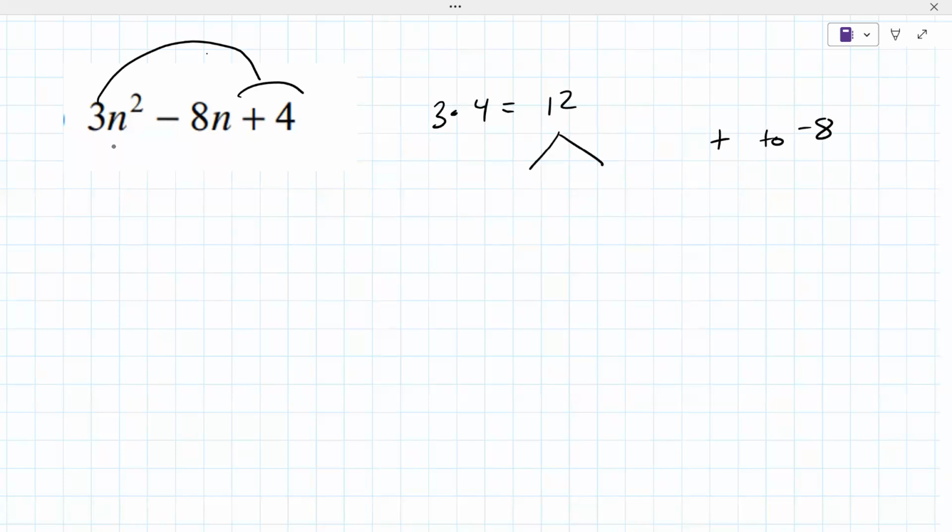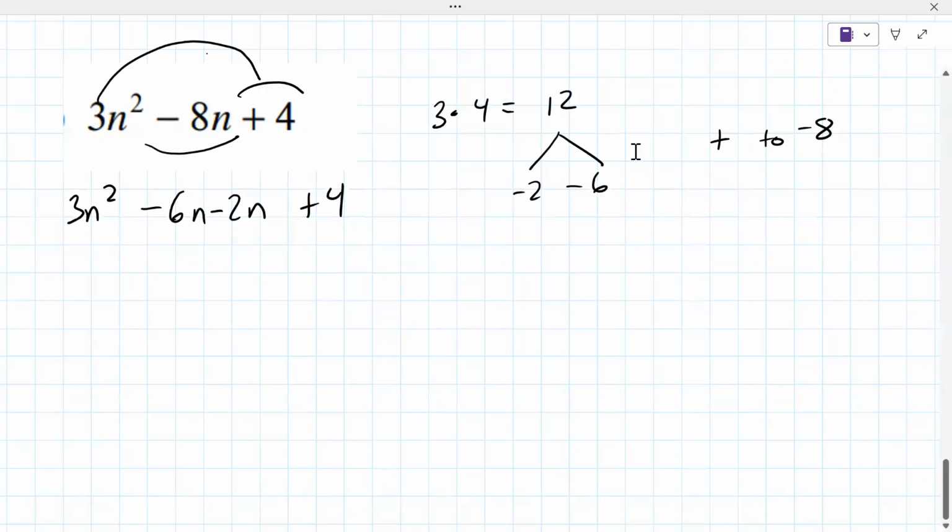It's kind of a repeat of what we were doing. Okay, so 3 times 4 is 12, and then they have to make -8, so that would be -2 and -6. Good. So this -8n is going to become -6n -2n. All I did was split it apart. Is that okay so far? Yeah. You don't want to go backwards.